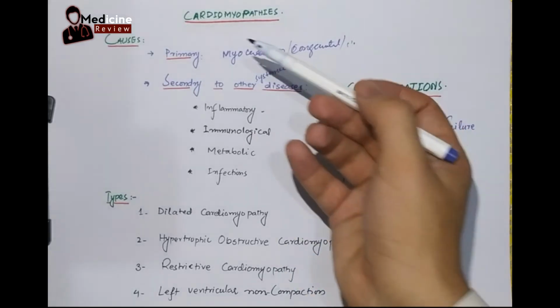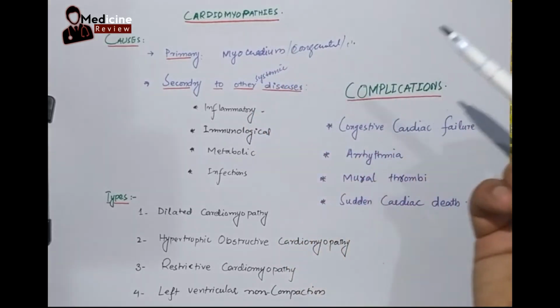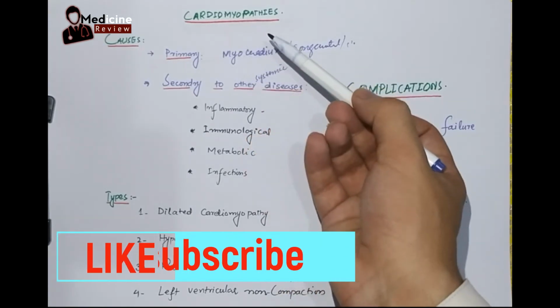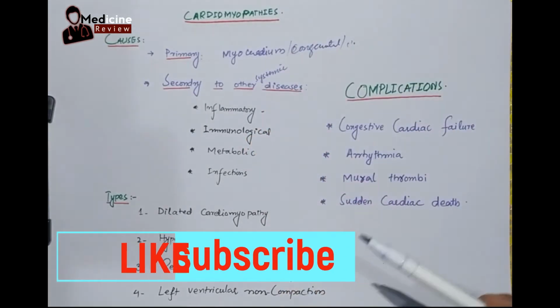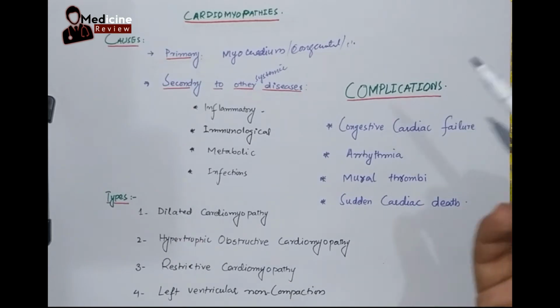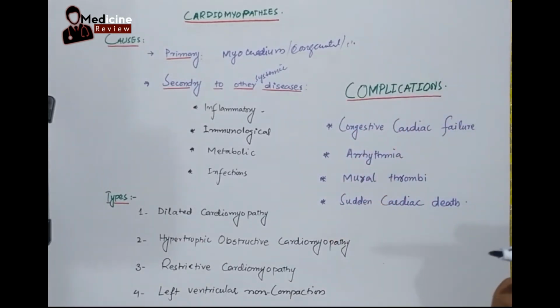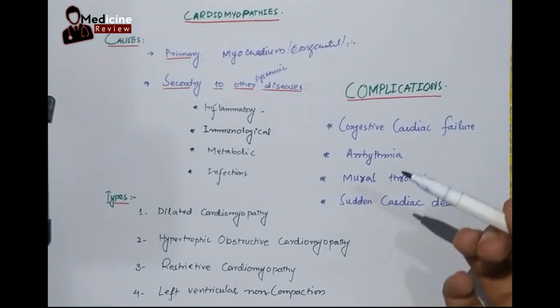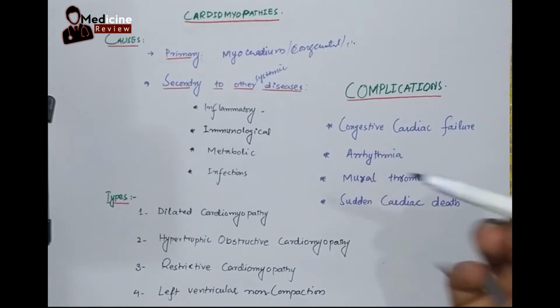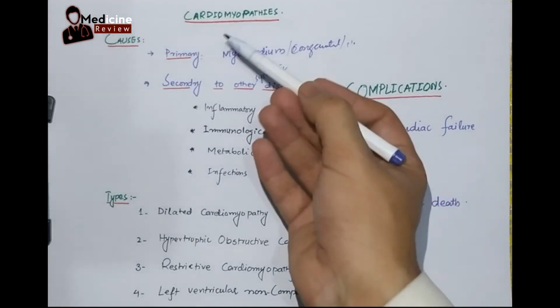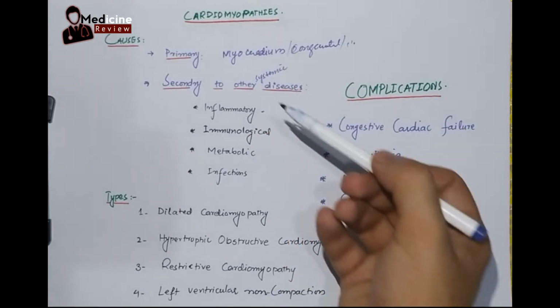Our today's topic is cardiomyopathies. The word itself says cardio means heart, myo means muscle, and pathy means disease. So it literally means the disease of the muscle of the heart, that is myocardium. Whenever there is a certain defect in the muscle of the heart, which is myocardium, the condition is called cardiomyopathy.